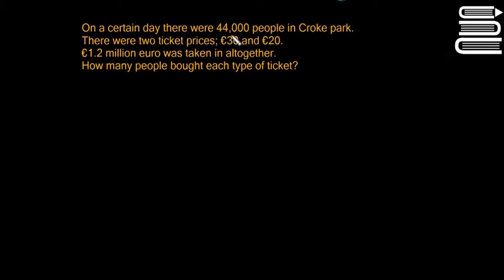On a certain day, there were 44,000 people in Croke Park. There were two ticket prices, €30 and €20. 1.2 million euro was taken in altogether. How many people bought each type of ticket?